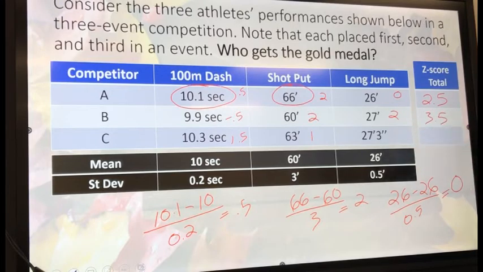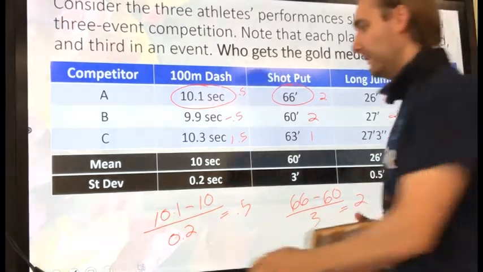So now that's 3 inches. So we have to do 3 divided by 12. So that should be 27.25 minus 26 divided by 0.5. Or oops, 1.25 divided by 0.5. Did you get 2.5? 1.5 plus 1 plus 2.5. I got a 5.